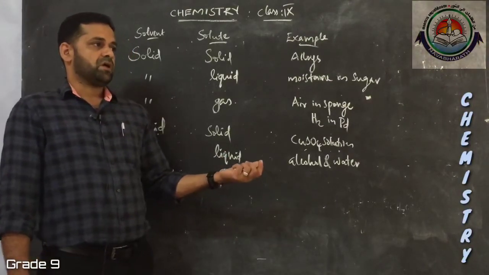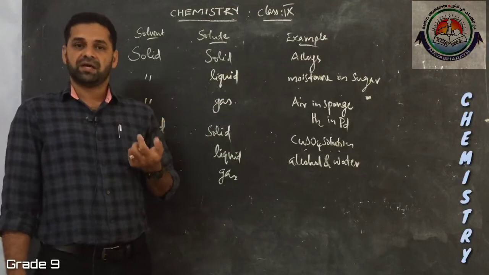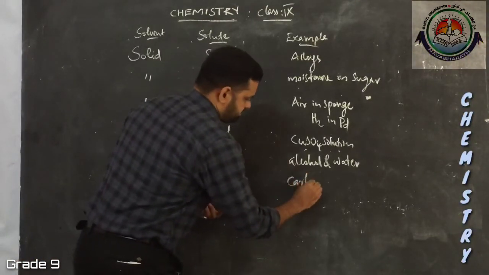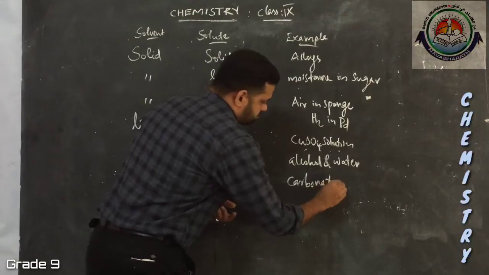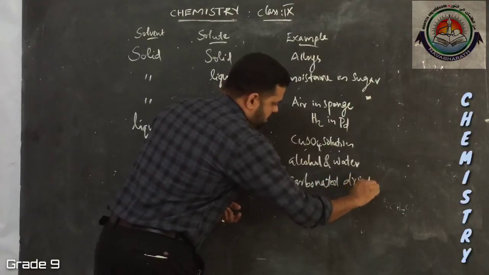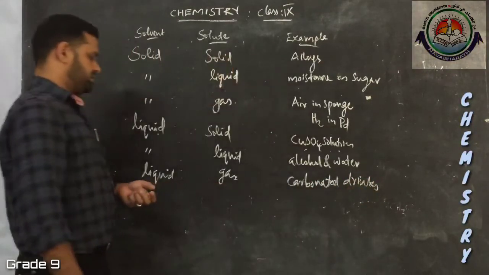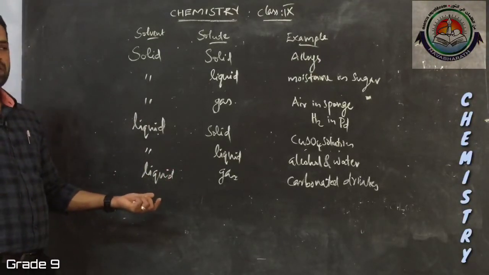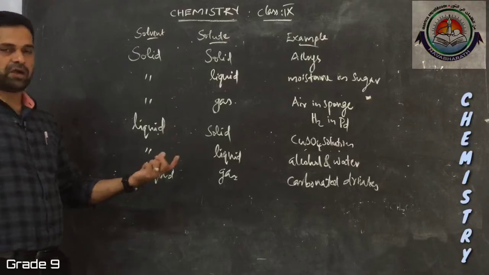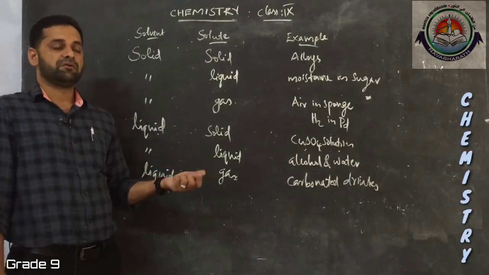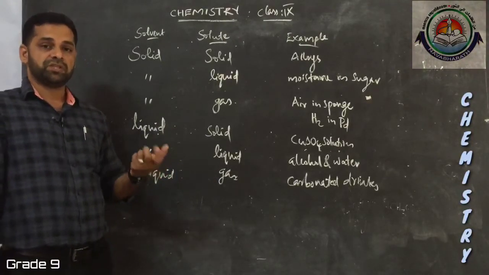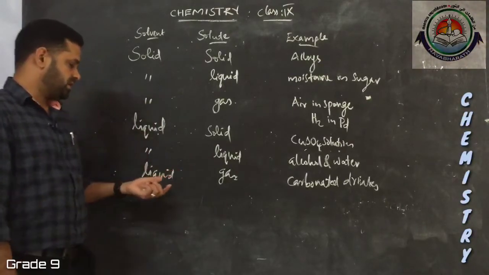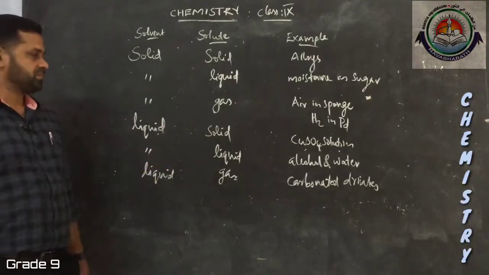Then oxygen is present in water. That is also an example of a gas in liquid. Air is present in water. That is also an example, not air, oxygen. Aquatic animals get the oxygen for their respiration from the oxygen that is dissolved in water. So that is an example of a gas in liquid.